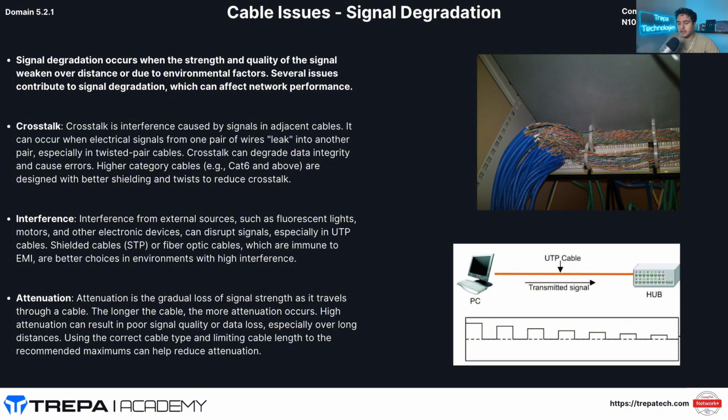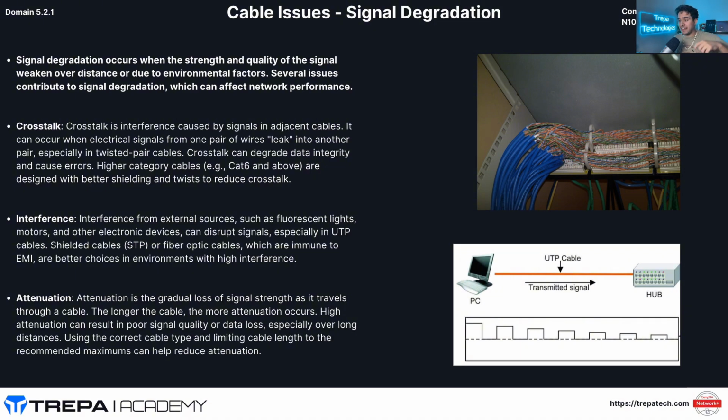Interference. Interference from external sources such as fluorescent lights, motors, and other electrical devices can disrupt signals, especially in unshielded twisted pair. Obviously, shielded twisted pair or fiber optic, because it's light, are immune to EMI. Then attenuation. This is what essentially happens with distance. Attenuation is the gradual loss of signal strength as it travels through a cable, and it's distance related, right? We see this in RF a lot too with wireless signals.